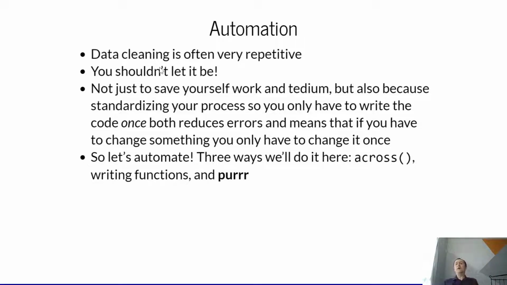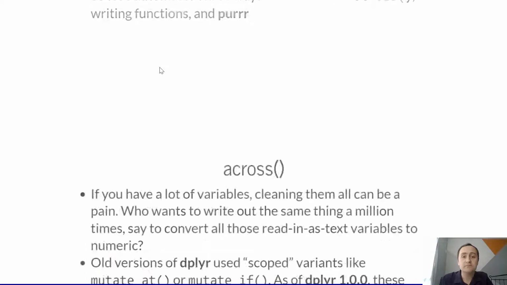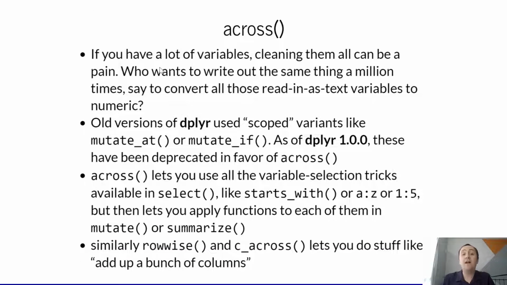I'm going to show you 3 different ways to automate. I'm going to use the across function. I'm going to talk about writing functions in R, and I'll talk about the purrr package. So across: if you have a lot of variables in dplyr, then cleaning them all at once can be a pain, especially if you're doing the same thing to many different variables. You can convert, for example, a bunch of different variables that are all numbers stored as character variables, and you want to convert them all to numbers. Well, you can use the across function to do this.